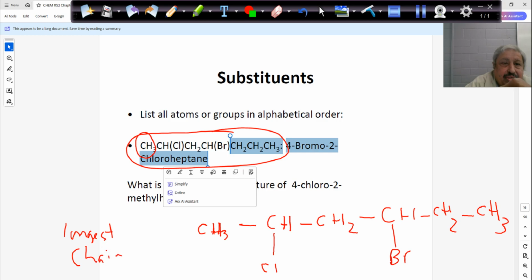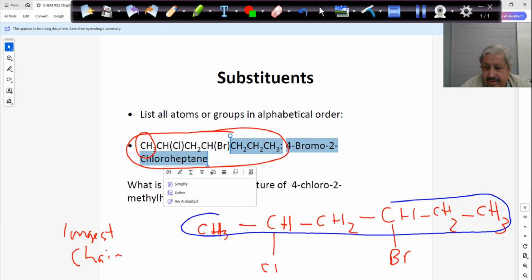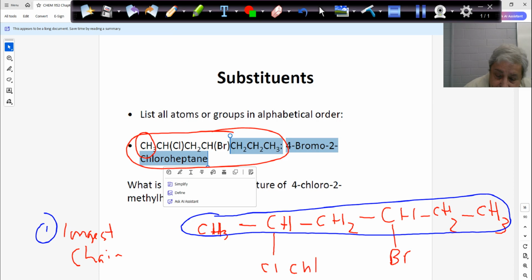Here's the longest chain. To me, this looks like the longest chain. Okay, so that's number one. Number two, I have to look at the substituents' alphabets. Chloro starts with C. Bromo starts with what? Let's write it small b, not capital, just to show you here. Bromo, correct? This is a B.